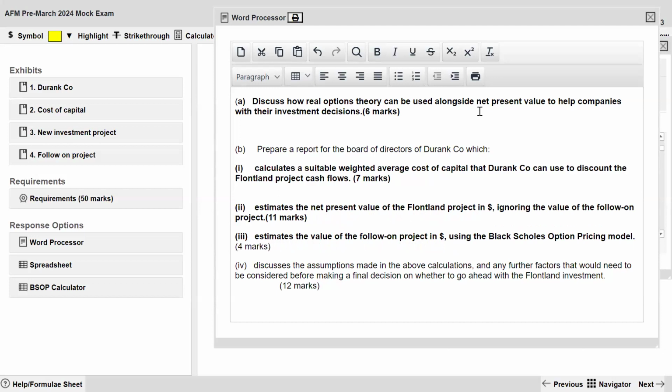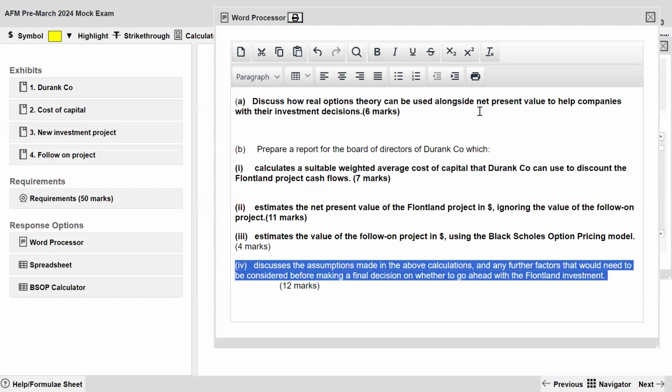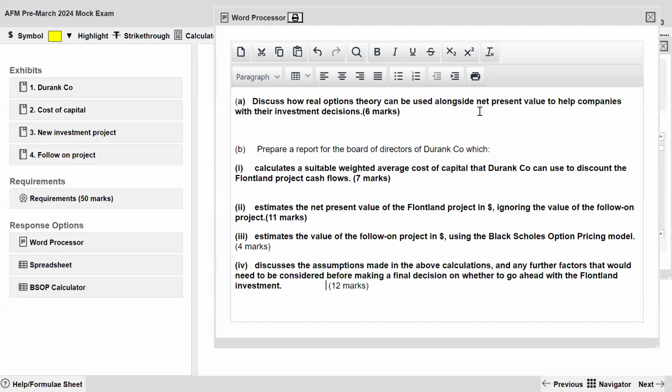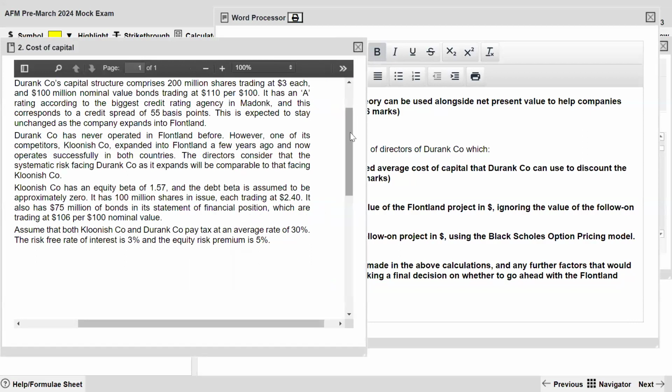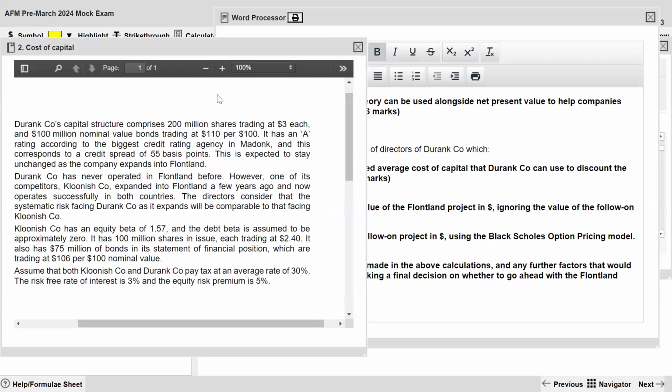And lastly, we have to discuss the assumptions made. So this is what we have actually got. Now let's discuss. First of all, you need to calculate the weighted average cost of capital. I'm giving you 5 minutes. Give it a try, and then I'll start discussing.